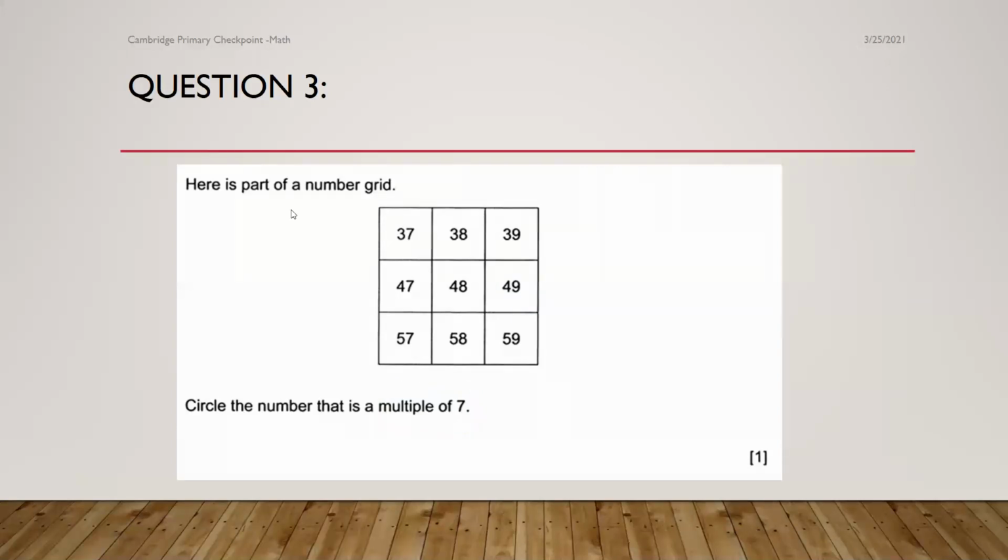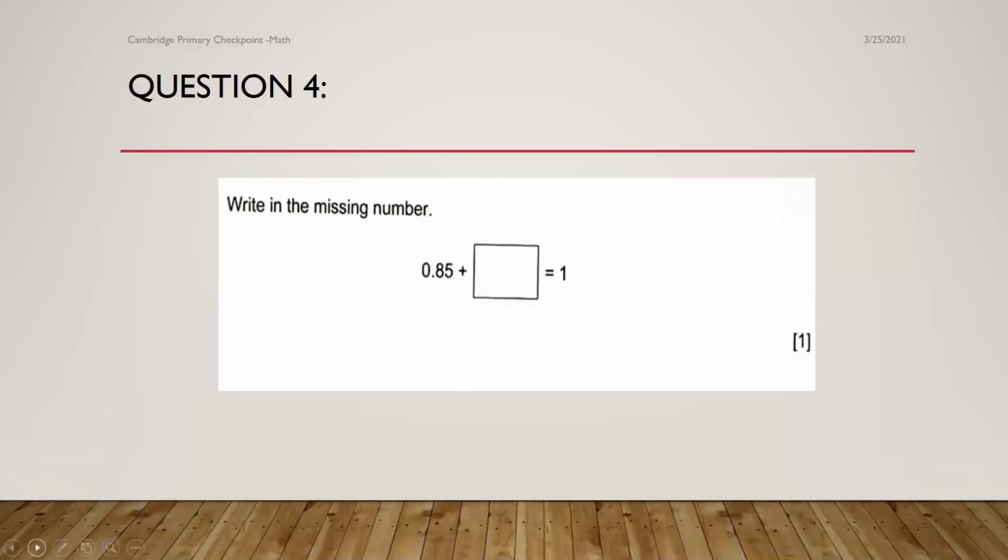Right. Let's move to the other question. Question number 4. Write the missing number. So when you get a question like that, you have to identify the question clearly. 0.85 plus what makes 1? So that means from 1, you have to take away 0.85. Right. I will write it correctly.